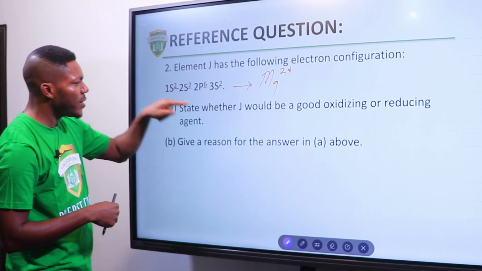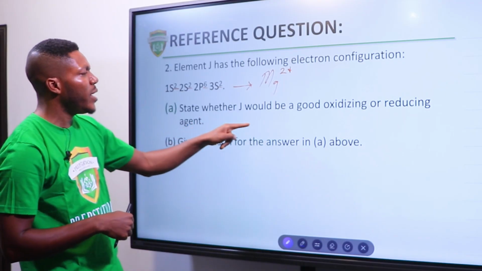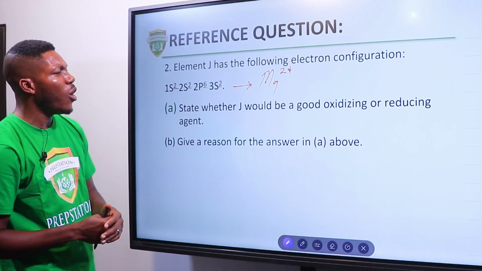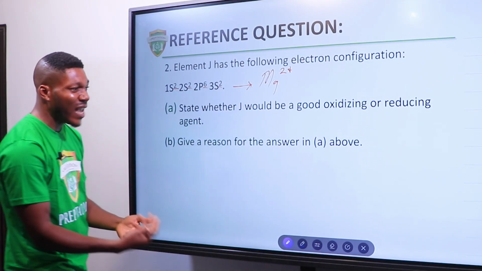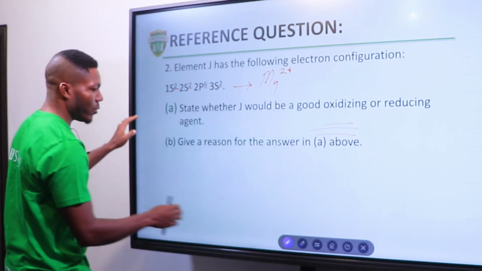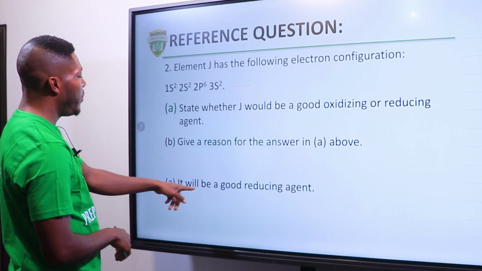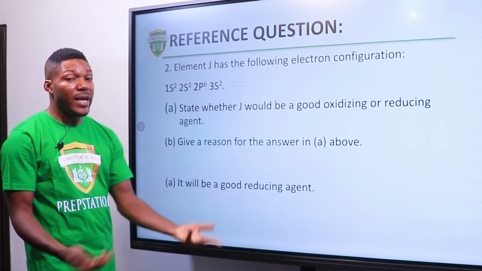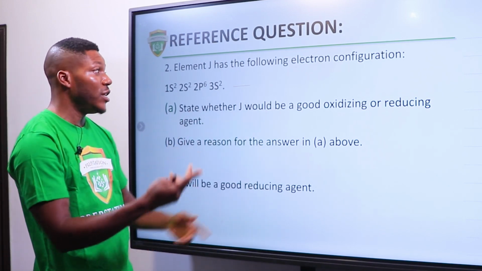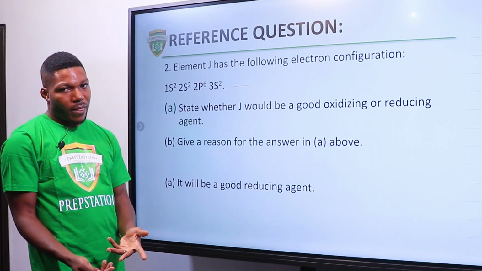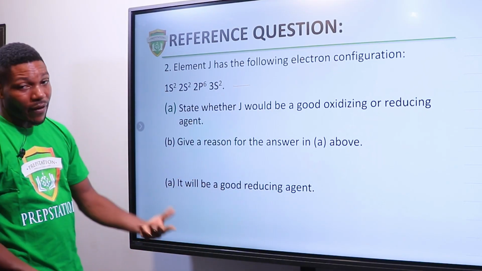All right. So with this now, state whether J would be a good oxidizing agent or not. Before I give you the answer, you know the answer now. So what is our answer? It will be a good reducing agent. Why? It is going to lose the 2 electrons and become stable.